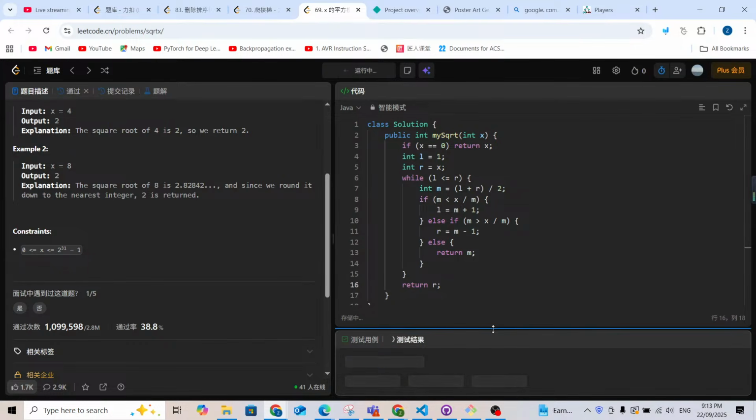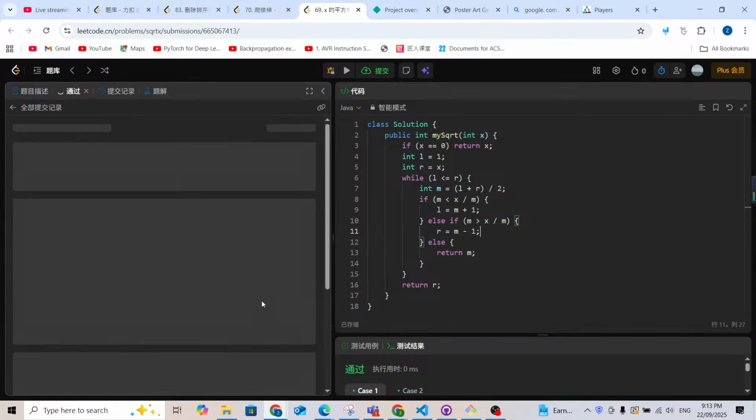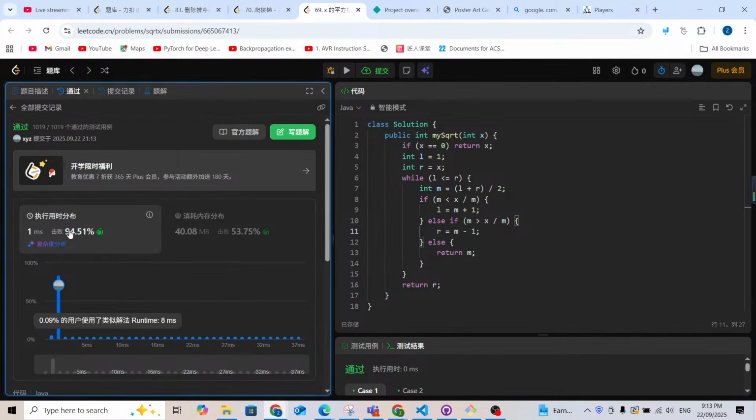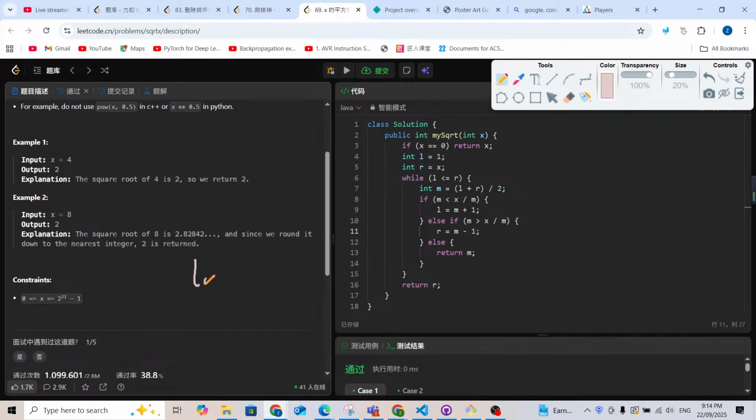Now let me run it to check if it works, and let's submit it. As you can see, it works and it's pretty fast. The time complexity is log base 2 of x, because this is a binary search. Even if x is a really big number, log x is only about 31, so we only need 31 steps to get the final result. So this is a logarithmic algorithm to solve the problem, because it is a binary search.